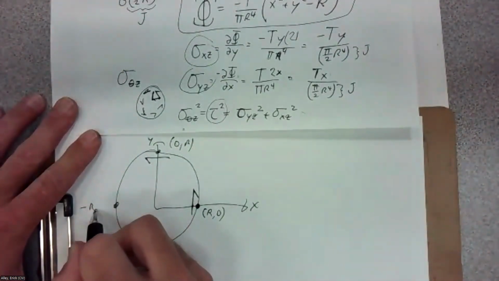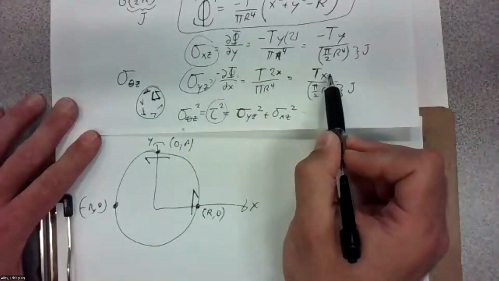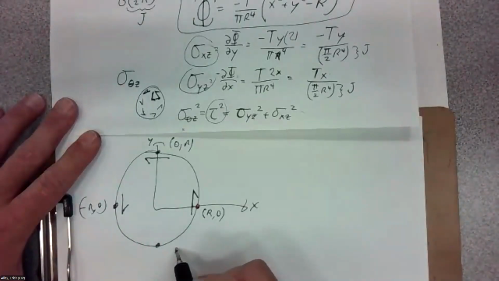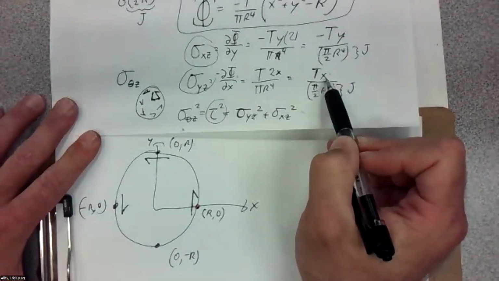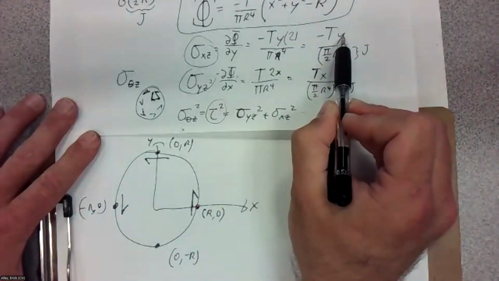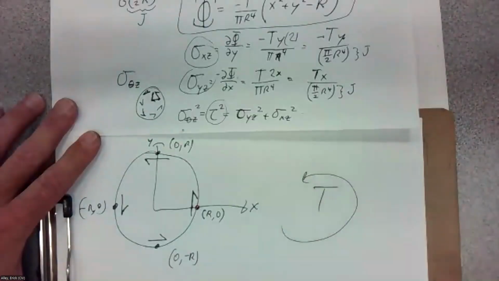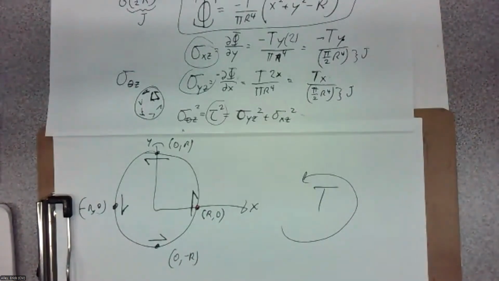If I try it at negative r comma 0, x is at negative r, I'm going down on sigma yz and nothing on sigma xz. And then finally, I try 0 comma negative r at the bottom. 0 for this, so no vertical shear, and y equal to minus r, that cancels this, and my xz goes this way. So just like a torque going counterclockwise, all my arrows match up with these components here. So the stresses come out just like we thought they should, minus Ty over J and Tx over J.